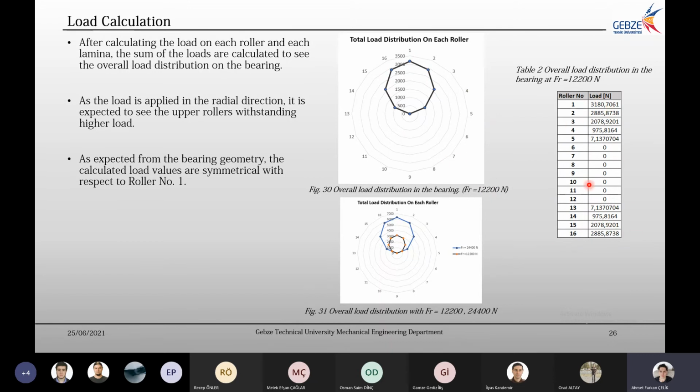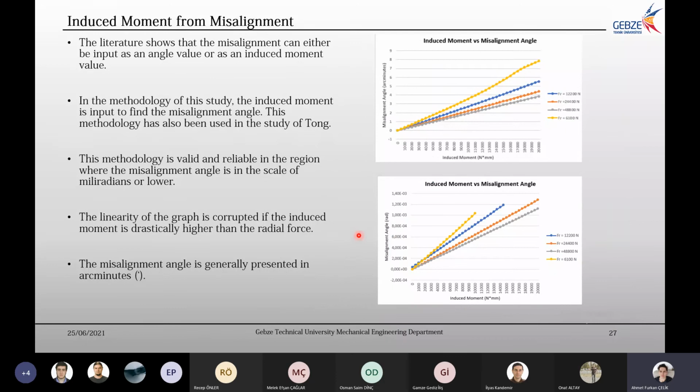As you can see, the results are symmetrical. So the second roller and the 16th roller, they have the same load. And it's also symmetrical here as well, because this is an azimuth plot, a polar plot. And I have made it in other radial loads as well.